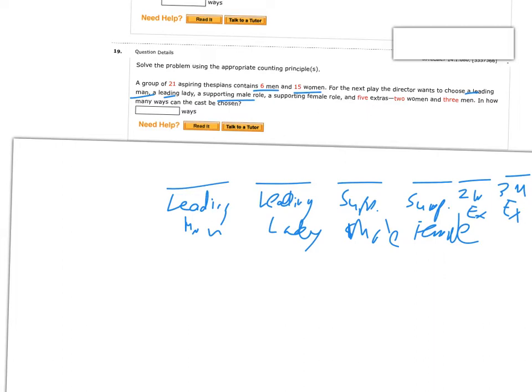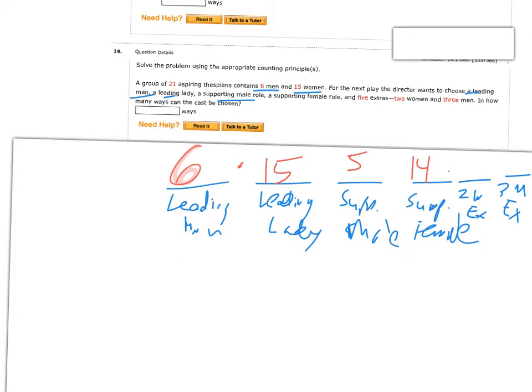All right, so to fill these out, I'm just going to start off with the fundamental counting principle. For the leading man, we have 6 men to choose from. And then the leading woman, we have 15 women to choose from. Once we have those 2 cast, we only have 5 males left for the supporting male and 14 left for the supporting female.